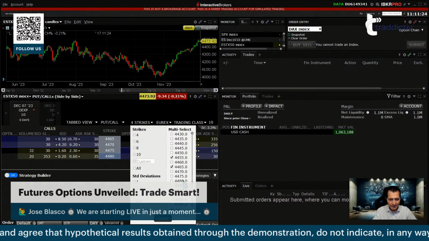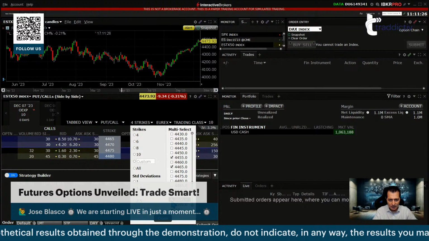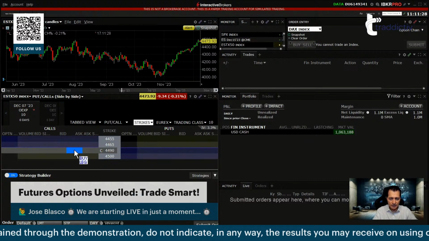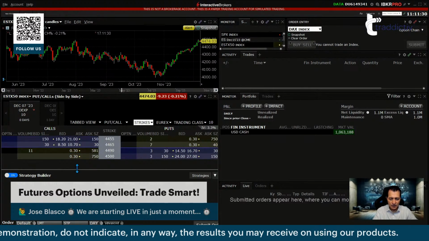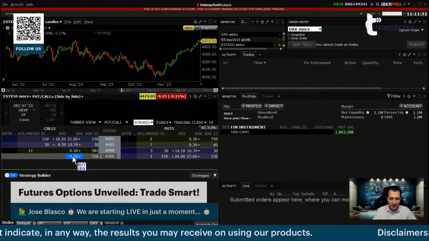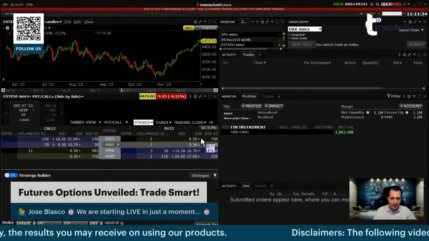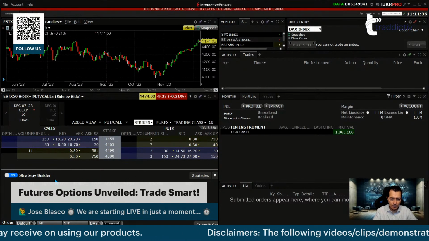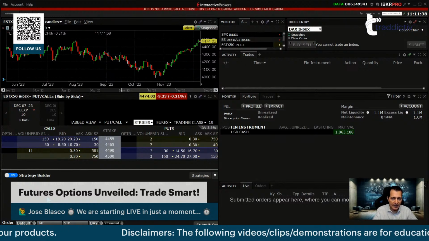Okay, so 65 and 55, and then you get 90 and 00, and you have it here. So you buy the 55.00, sell the 44.90, etc. And you can just place your iron condor here and treat it exactly the same way.